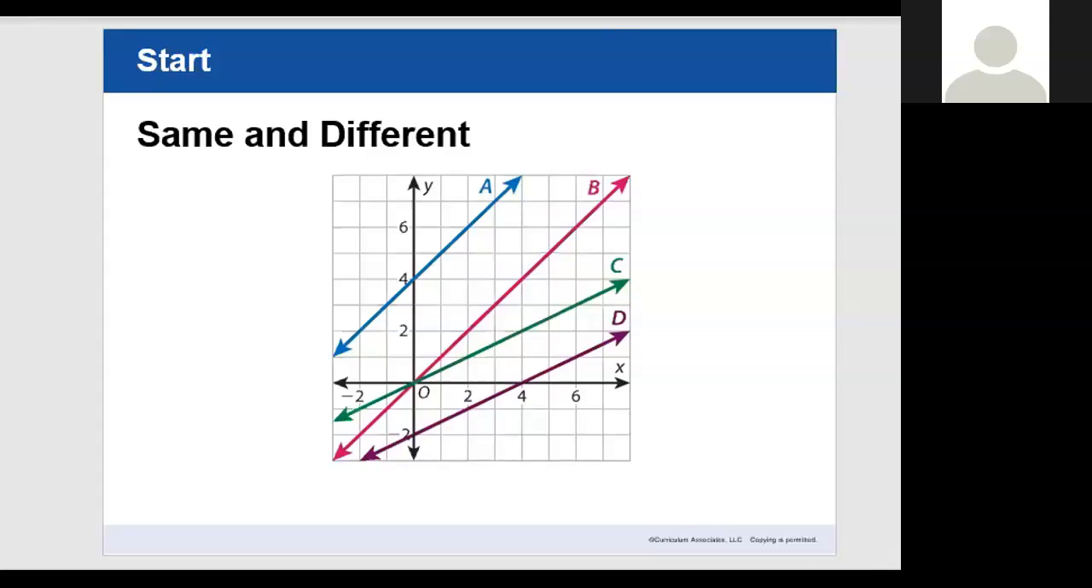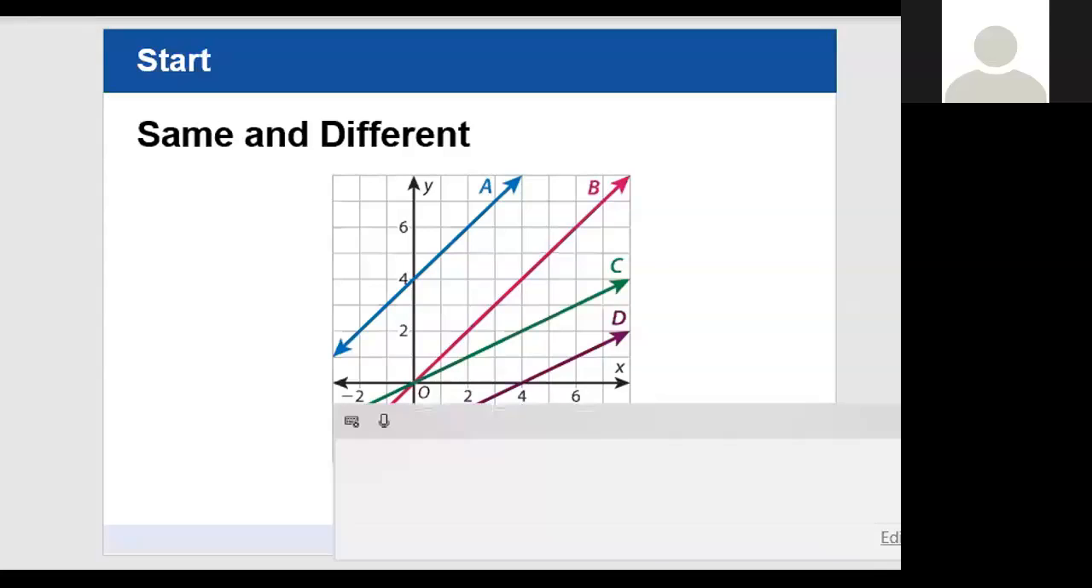Go ahead and throw into the chat something you notice that is the same between two lines and something that is different between the two lines. Something the same, something different. We are on page 209. Thanks, Paula.